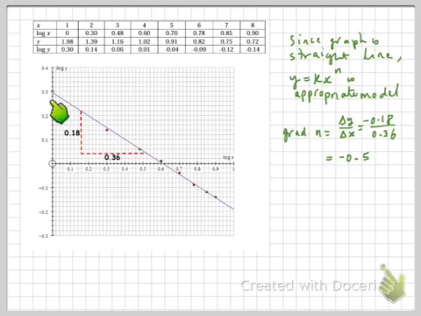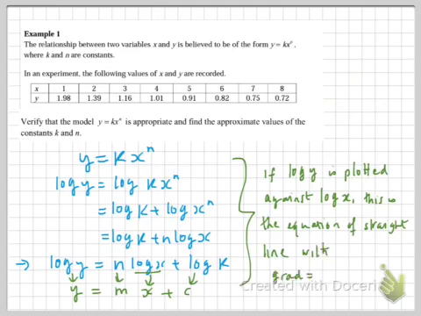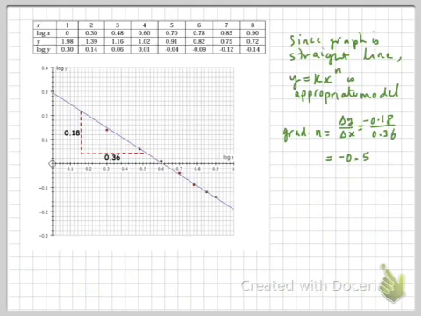We take 0.3 as the y-intercept, and we just take some two general points, and we see that the change in y and the change in x is 0.18, 0.36 respectively. So firstly, if you go back to the question previously, we wanted to find out if y equals kx to the power n is an appropriate model. And so since we have a straight line, it is an appropriate model. Had it not been a straight line, it would not be an appropriate model.